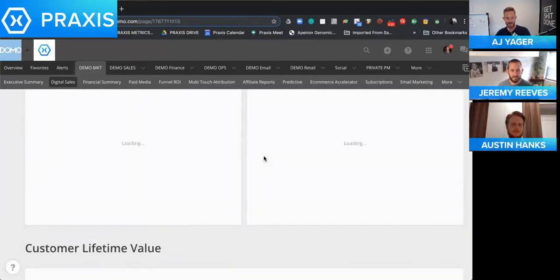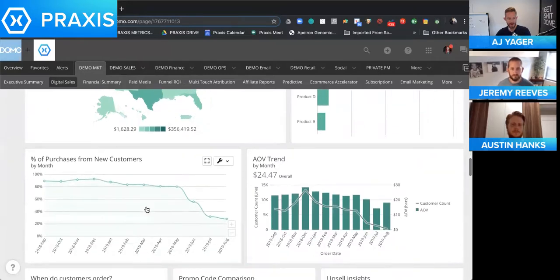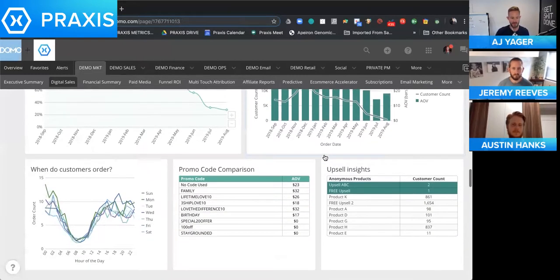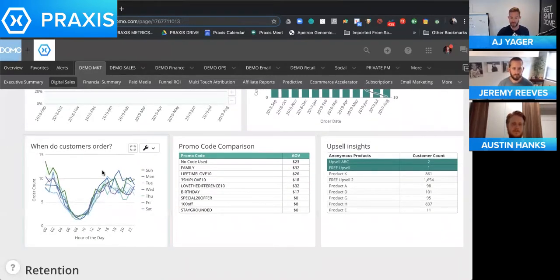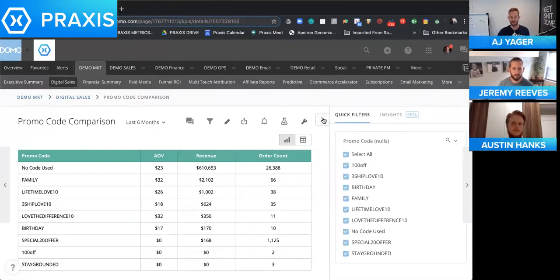And then let's go review this section one more time. We've got the revenue by state, revenue by product, which is filterable by the product you click on, percentage of purchases from new customers, the AOV trend by month. We've talked about when customers order, time of day and day of week, and then the promo code comparison. This is really a grouped view of the promo code, the AOV for that promo code, the revenue derived from it, and the order count, how many orders were produced. So it's an easy snapshot across your different promo codes, and you can select them on or off.